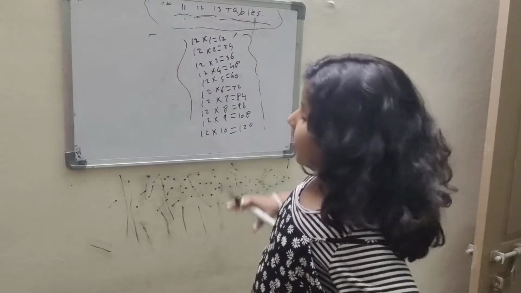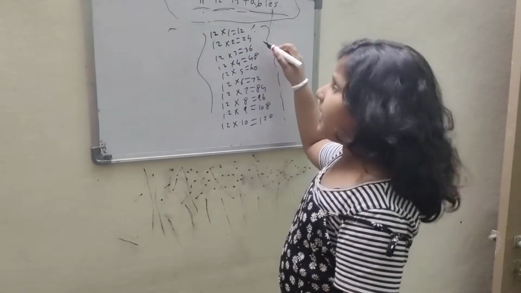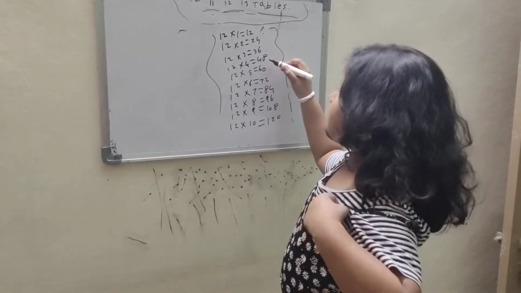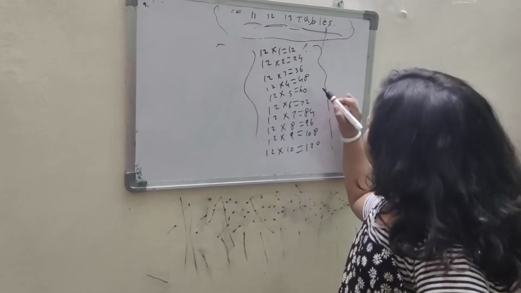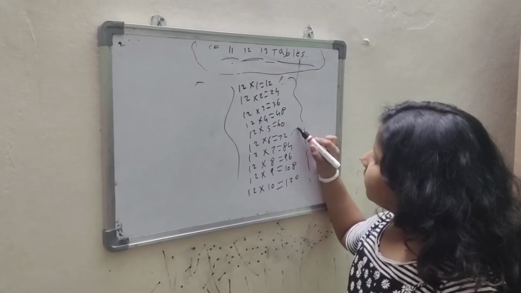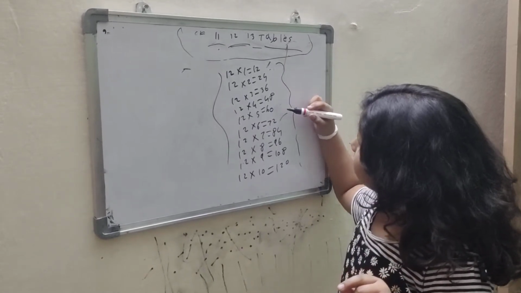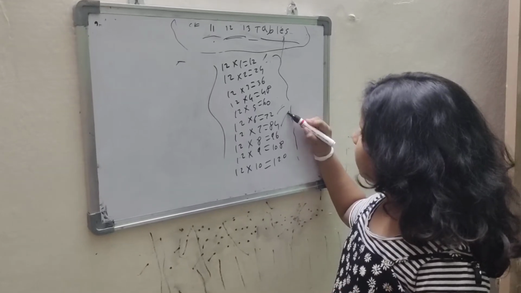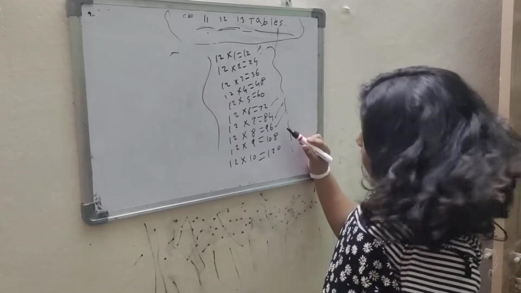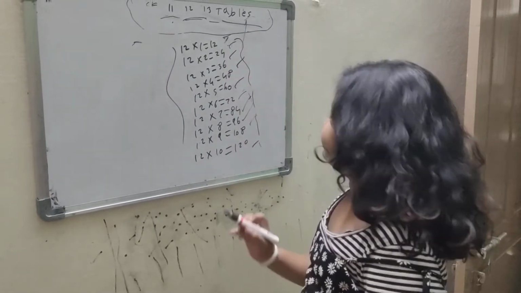If you want to revise once, we'll revise. 12 ones are 12, 12 twos are 24, 12 threes are 36, 12 fours are 48, 12 fives are 60, 12 sixes are 72. Wait a minute. 12 sevens are 84, 12 eights are 96, 12 nines are 108, 12 tens are 120.